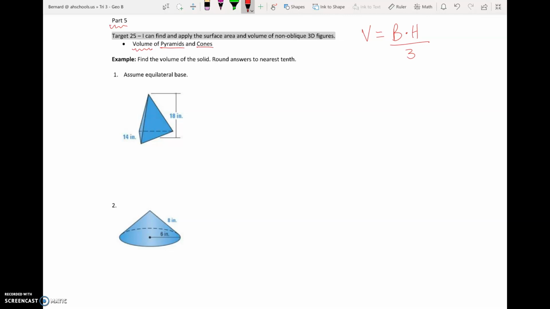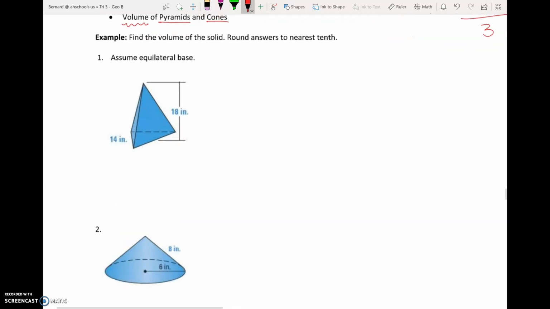Remember, for prisms and cylinders, it was just the B times H part. We didn't have to divide it by anything. Again, that's the difference moving into today. We're still going to find B and H, but then once we multiply them together, we divide by 3 to get the total volume. So let's give that a shot.